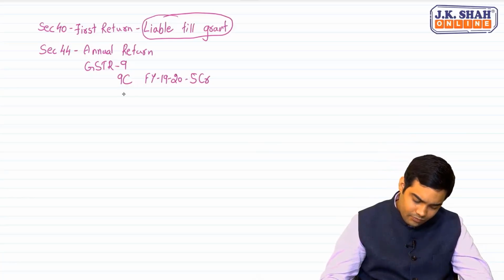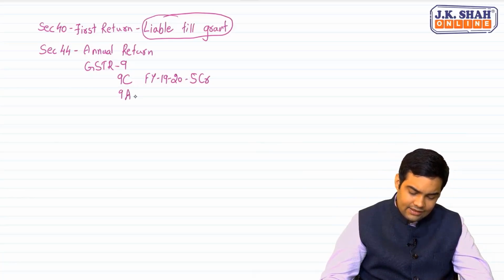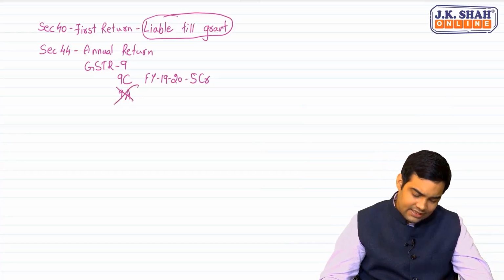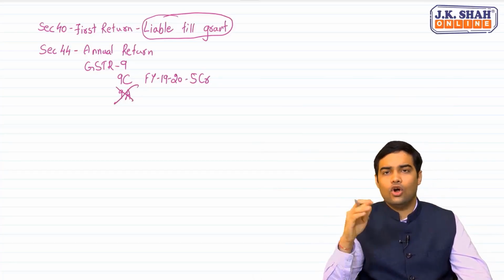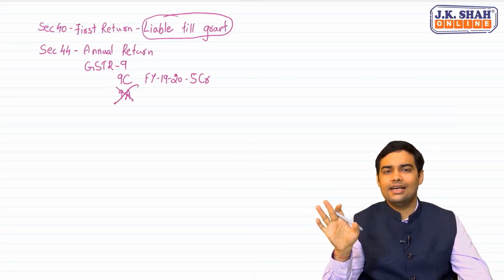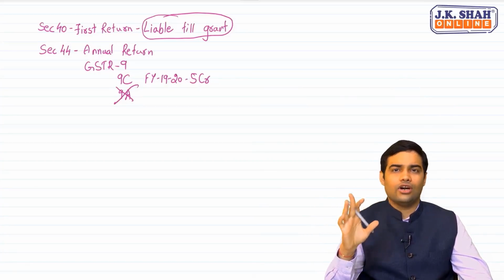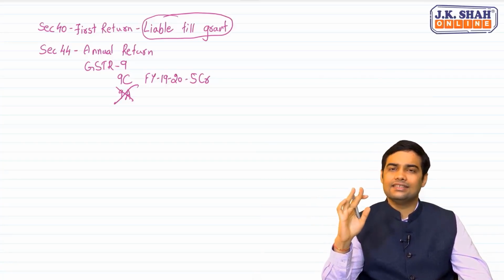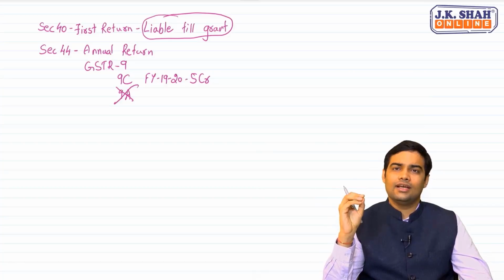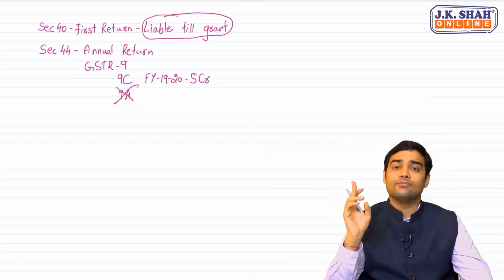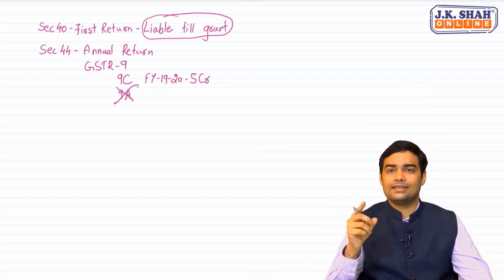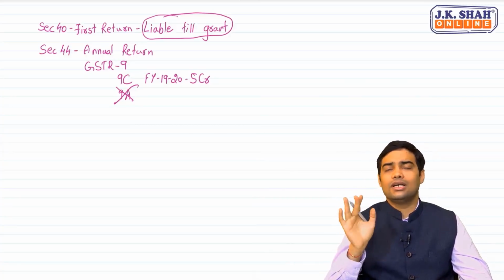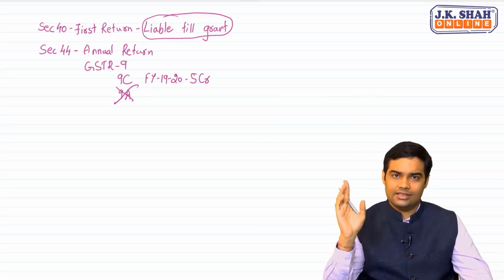Then 9A is a form which has to be filed by a composition dealer annual return, but even this is not active. So not even a single 9A has been filed till date, and it is as good as not there for practical reasons. So you can ignore that. So 9C, these are the two things which you should be comfortable with in annual return. Remember one thing, casual taxable person does not file annual return. See, he files GSTR 1, 3B, but he does not file an annual return.